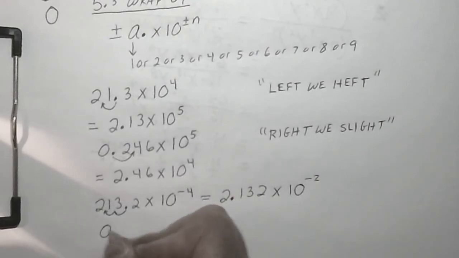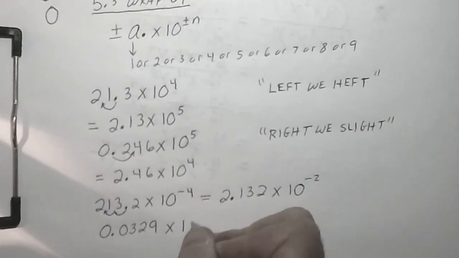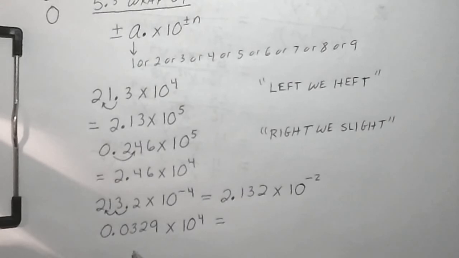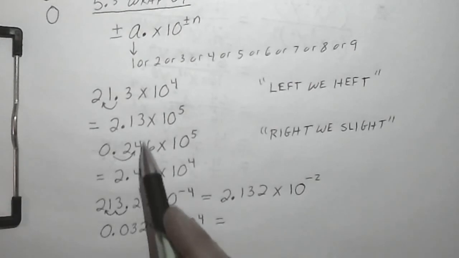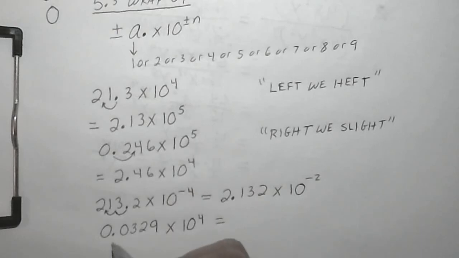All right, one more. Suppose we have 0.0329 times 10 to the 4th power, let's say. This number is not in scientific notation form because to the left of the decimal point is 0, and 0 is not one of our digits on this list above here. To put this into scientific notation form, we would have to shift the decimal point 2 places to the right to place it between the 3 and the 2.